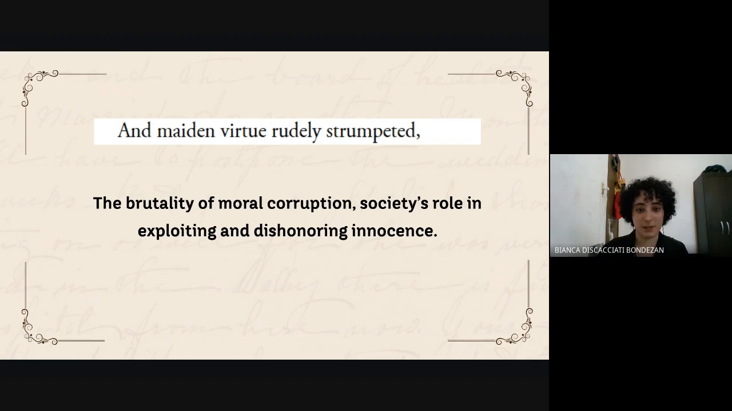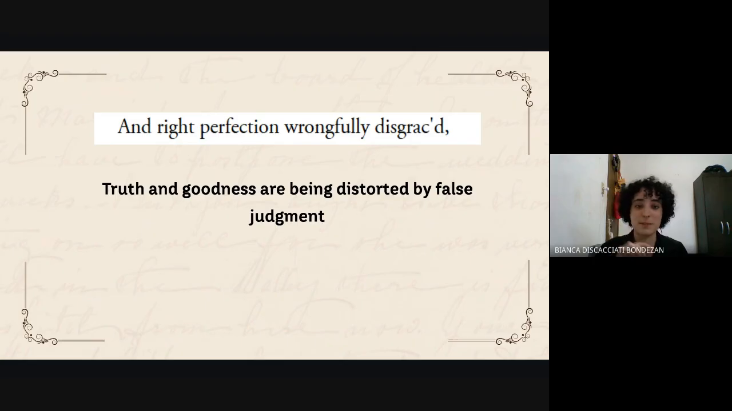What else is tiring him? "The maiden virtue rudely strumpeted", that's rudely shunted. The moral corruption. Okay, so society's role in exploiting and dishonoring innocence, and "right perfection wrongfully disgraced." So truth and goodness are being distorted by false judgment. So the good things are not being rewarded as deserved and are being distorted.